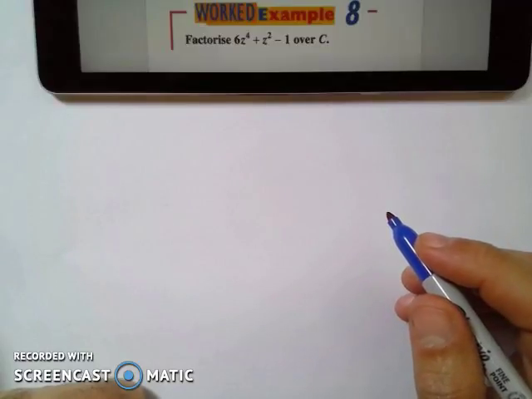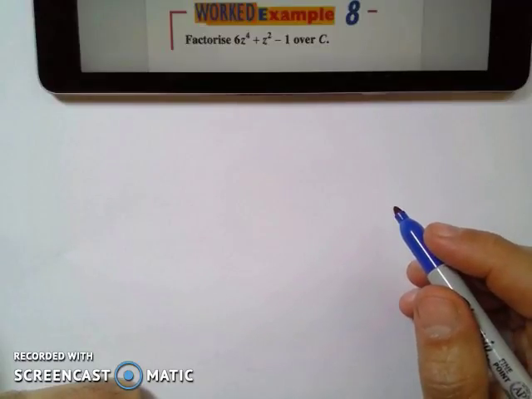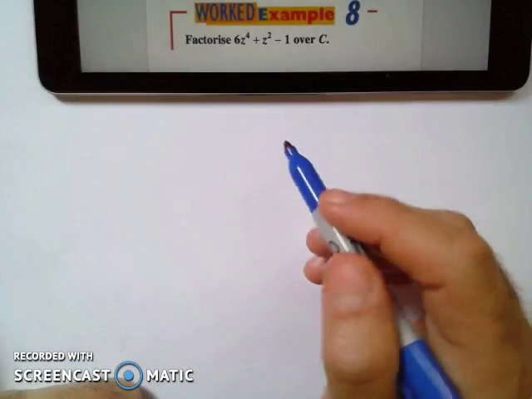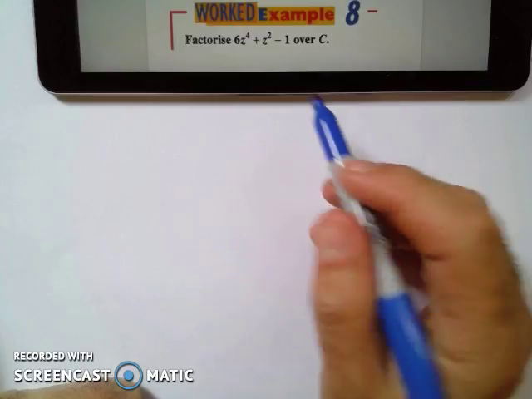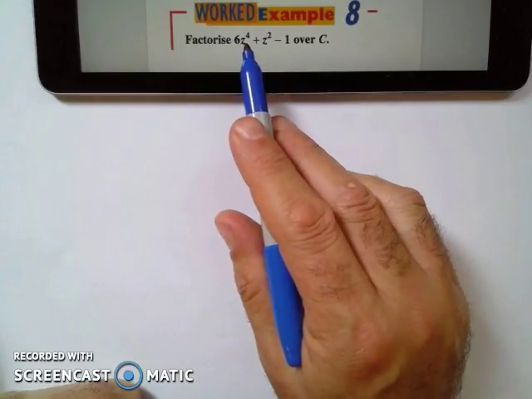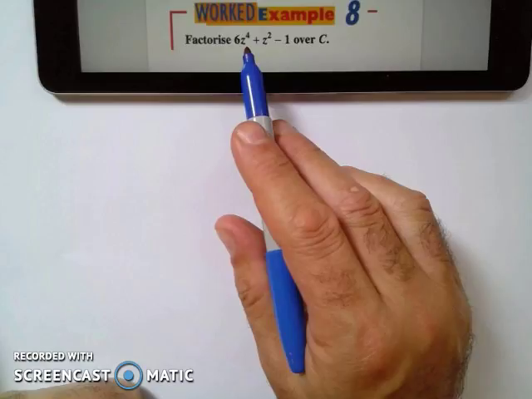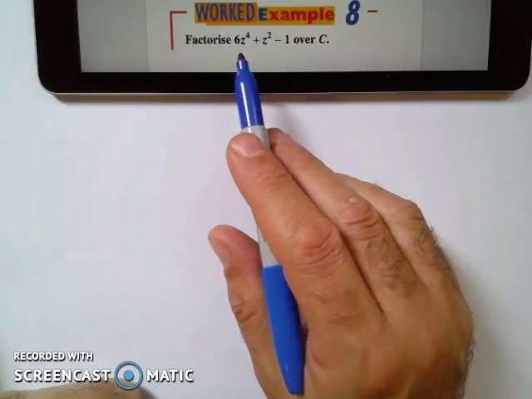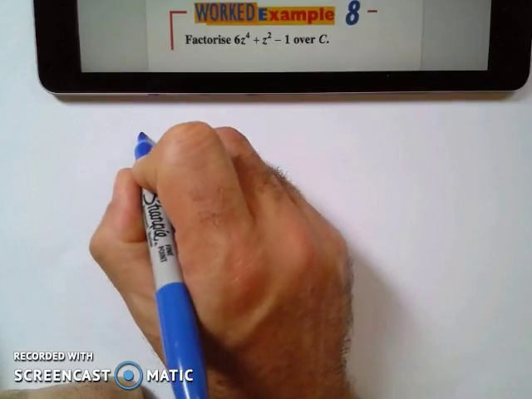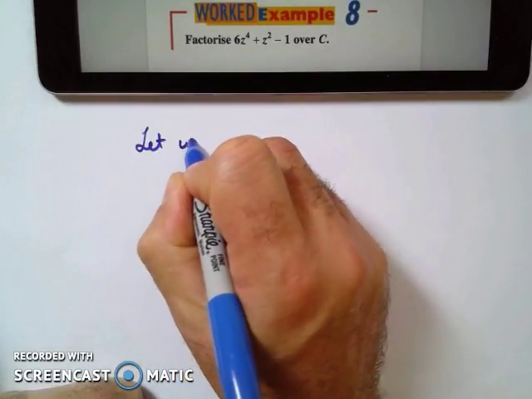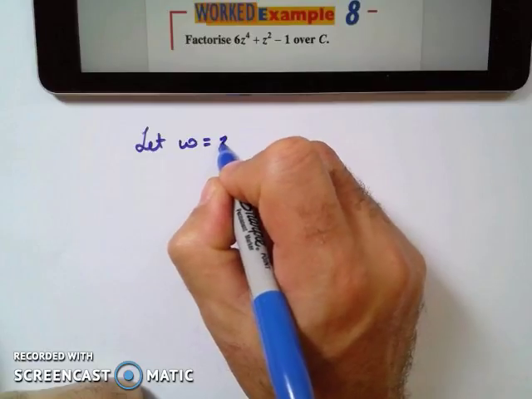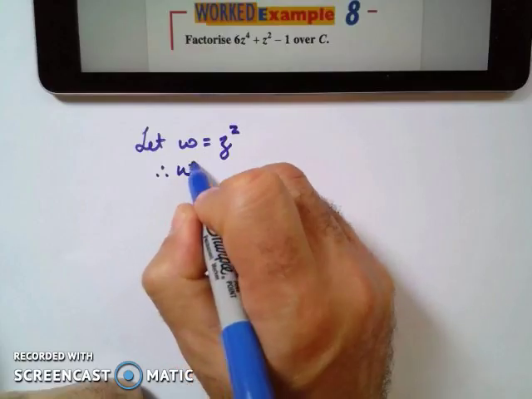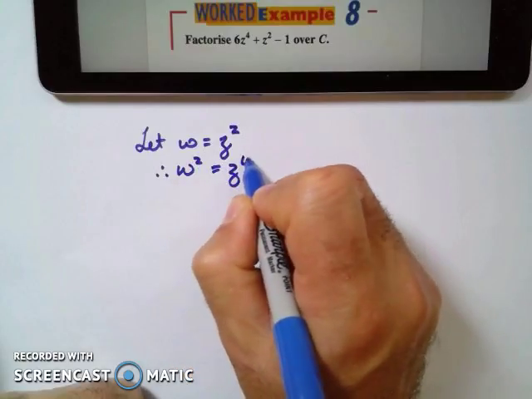In this example, factorize 6z to the power 4 plus z squared minus 1 over C. So we know there's going to be complex numbers involved. Because we're going to change this polynomial, which is to the 4th degree, into a quadratic. So we're going to say let w equal z squared, which means therefore w squared will equal z to the power 4 if I square both of those sides.